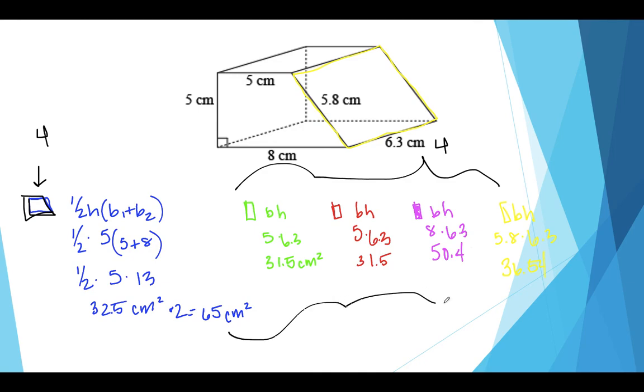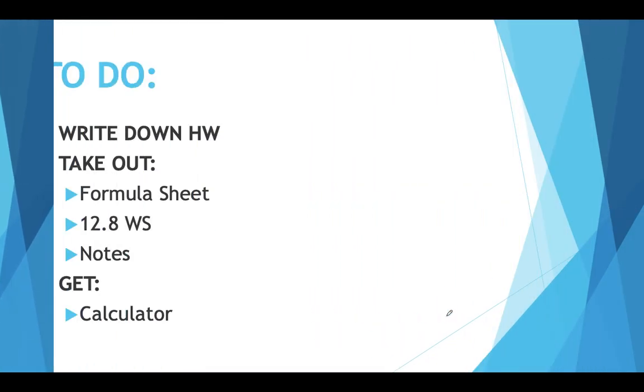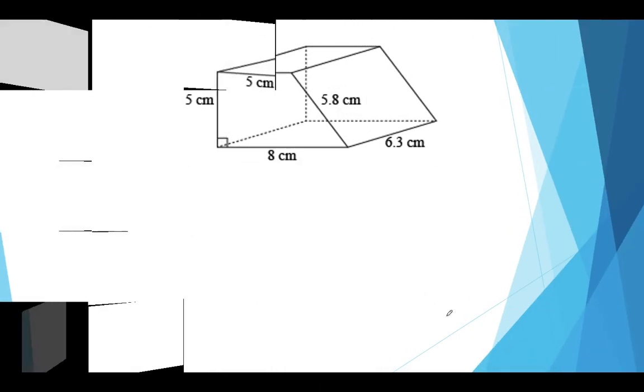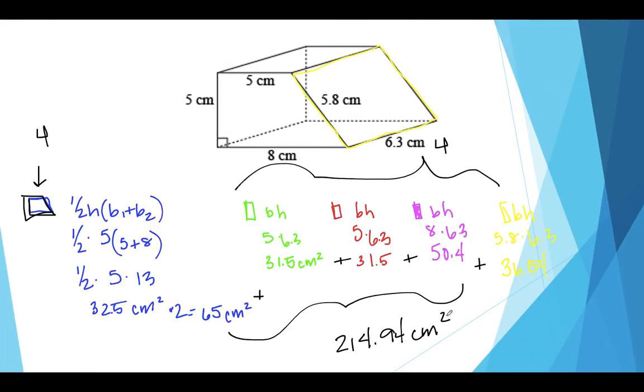Okay, and then our last step is to add all these together. 65 plus 31.5 plus 31.5 plus 50.4 plus 36.54, and that is a final surface area of 214.94 centimeters squared. Okay, and that's the last example for surface area.